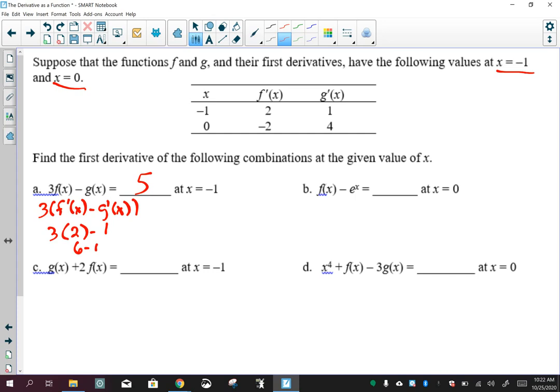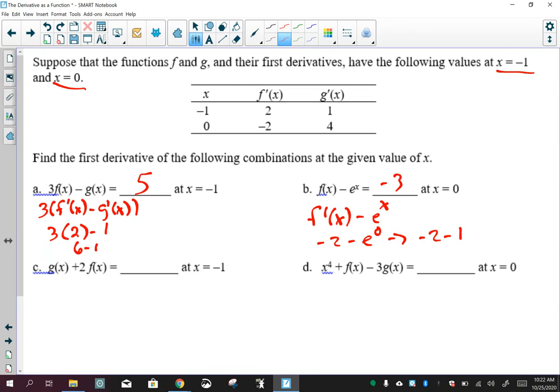All right, welcome back. Let's see how you did. On this one, f prime of x minus e to the x. So f prime of x at 0 is -2. So I've got -2 minus e to the x. There's nothing else to do with that one. Actually, you know what? I could actually simplify that a little bit more. So let's take that back. I lied to you. Because we're looking at it actually at 0. So I've got -2 minus e to the 0. So that's -2 minus 1, which gives me -3. Because I'm actually looking at it at 0.